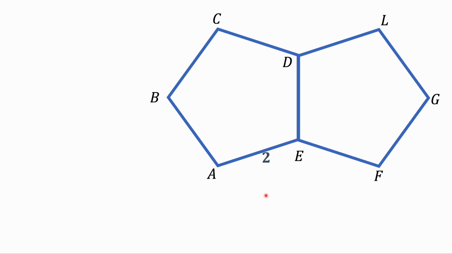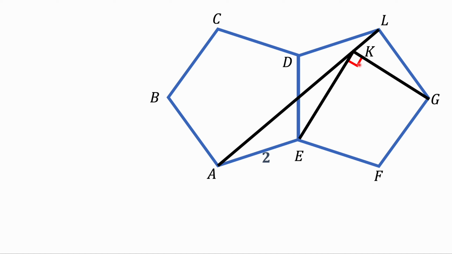Here we have two regular pentagons with the side of 2. There's also a segment AL. On that segment we have point K such that the angle EKG is 90 degrees. And we are asked to find the distance from point C to point K.